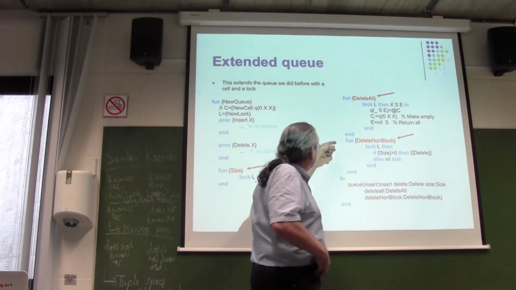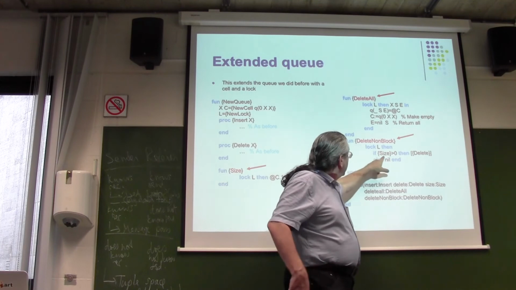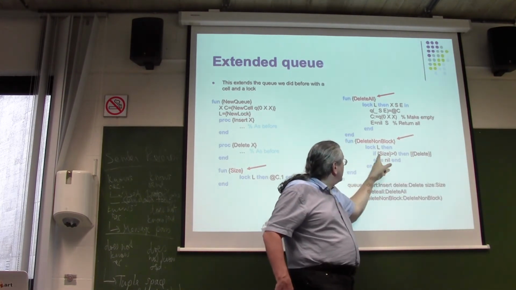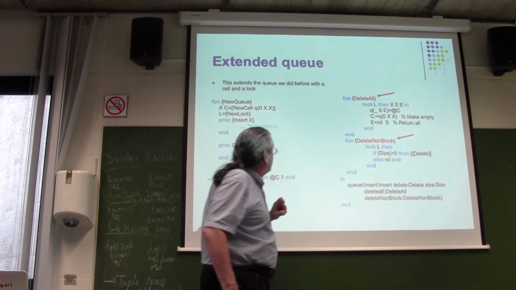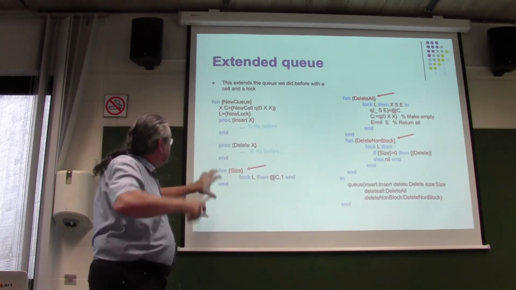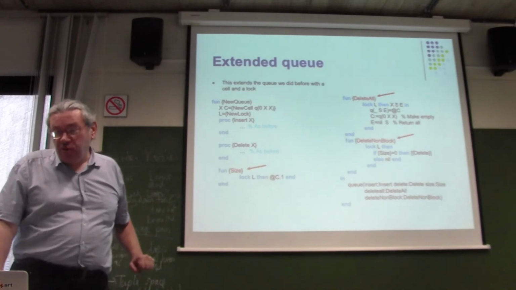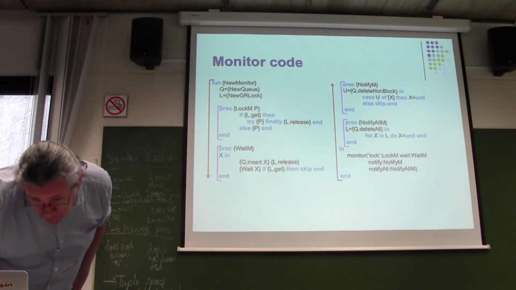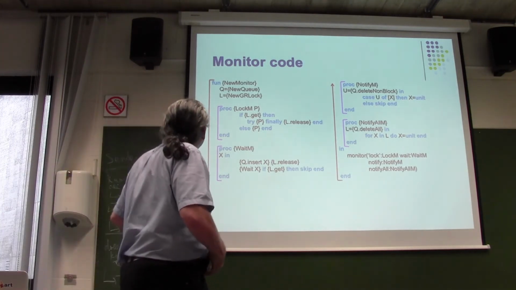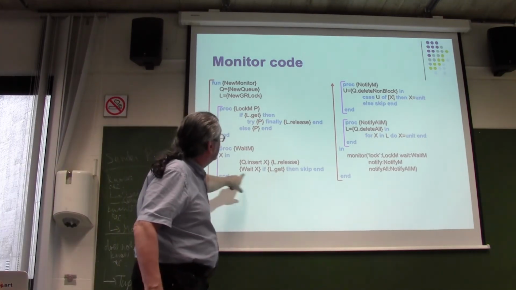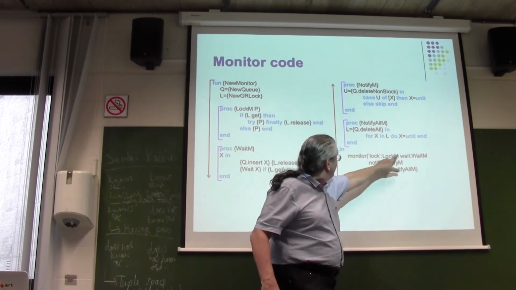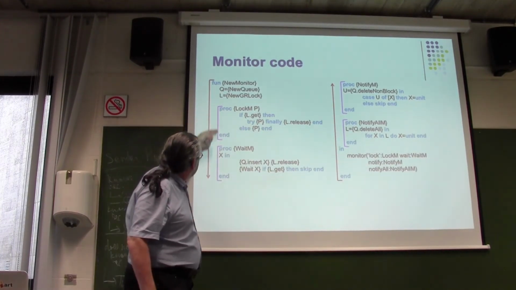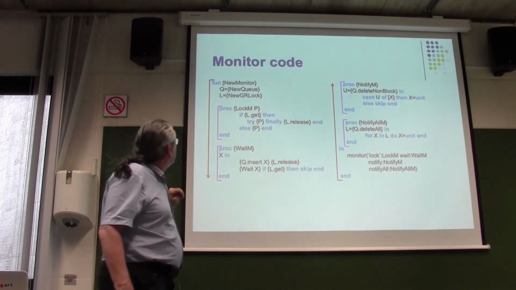The delete non-blocking here will return one element in a list if there's an element, or otherwise return nil. So you see how this works? And now I can show you the code for the actual monitor. This is the new monitor function, returning the record with the 4 procedures. And now we can see how each of these is implemented.